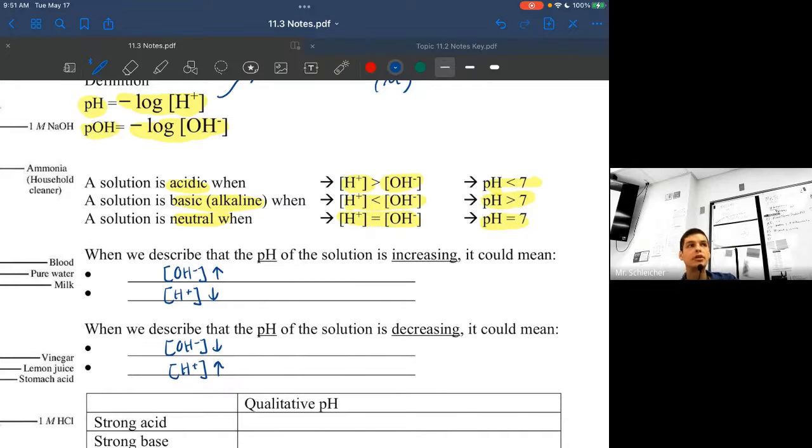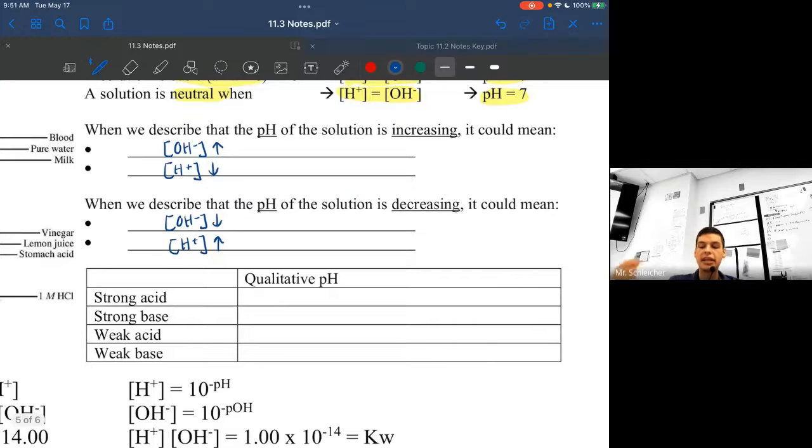We didn't really learn about the definition differences between strong acid and strong base too much, but we can talk about the qualitative pH, like what the pH should be for a strong acid or a strong base. A strong acid, we're going to say, is really close to 0, with a pH of around 0 to 2. A strong base is really close to 14, probably around 12 to 14.